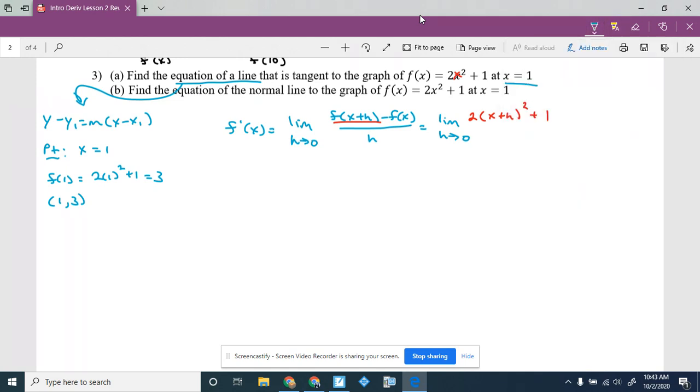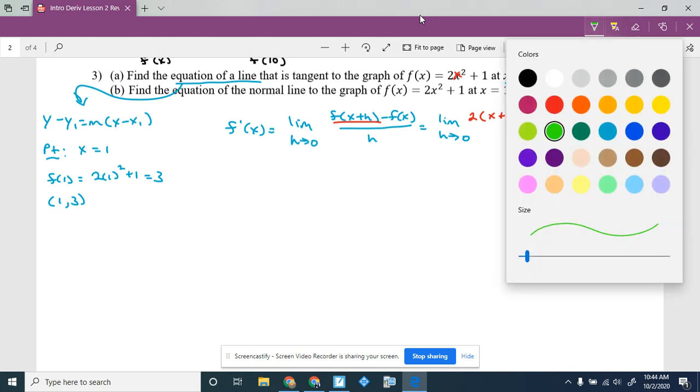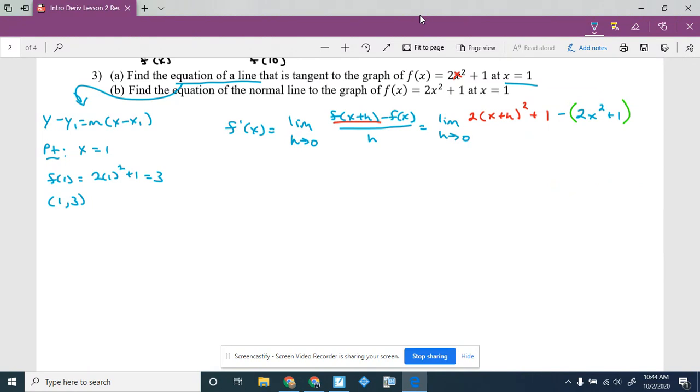Now I have minus f of x. If I just wrote this, that's wrong because it didn't say minus the first part of f of x. It said minus all of f of x. Since your function is more than one term, you need those parentheses. And then all over h. If you chucked a 0 in now, you're going to get 0 over 0. So you have to try something.